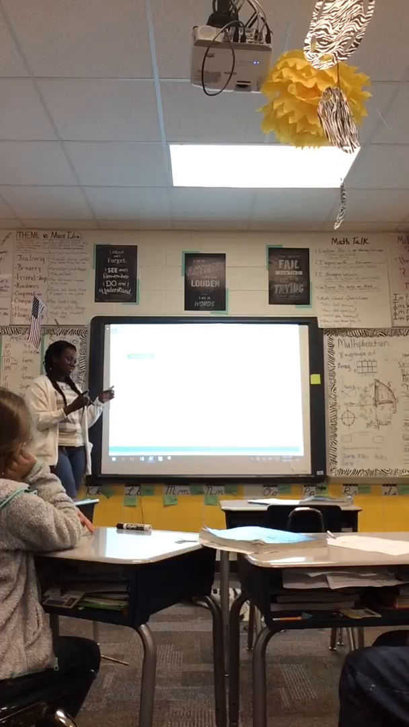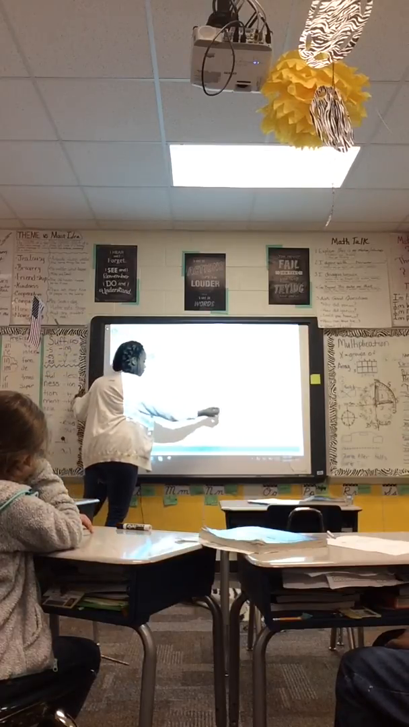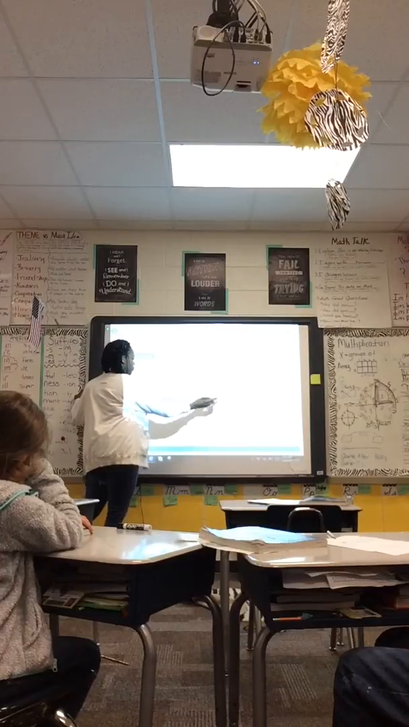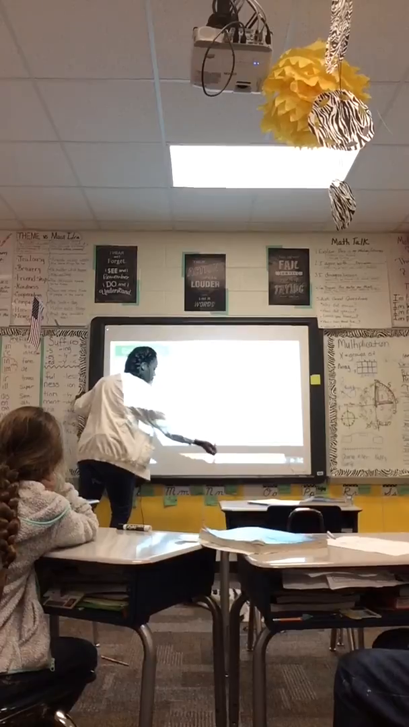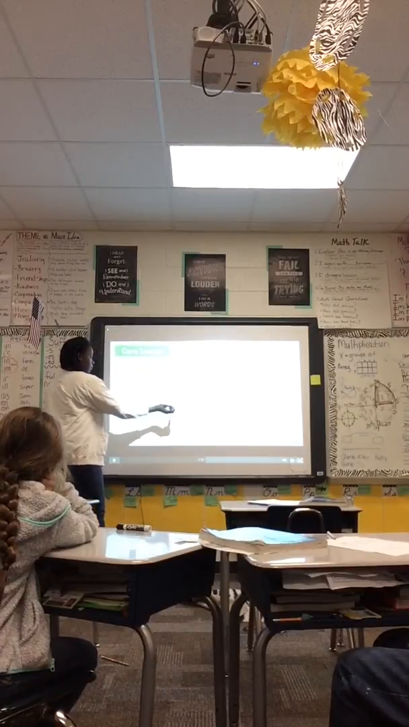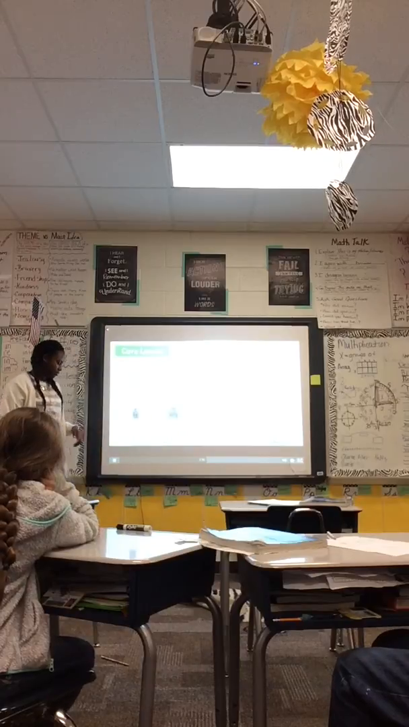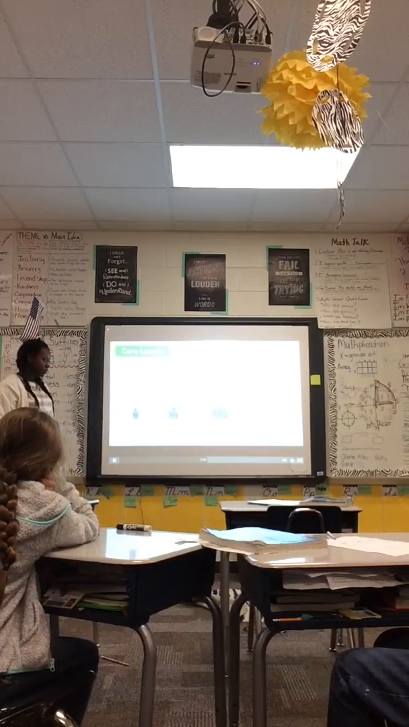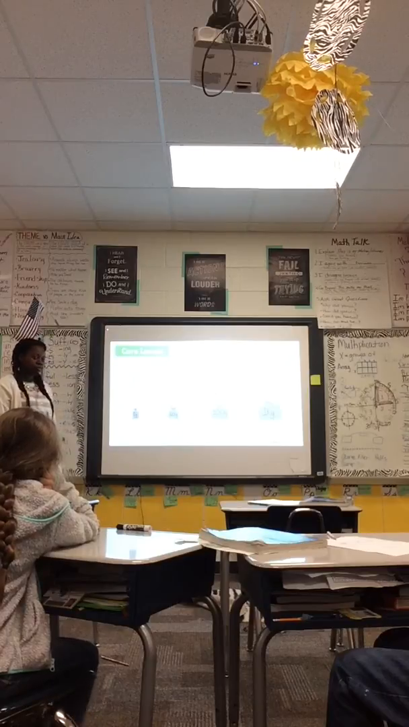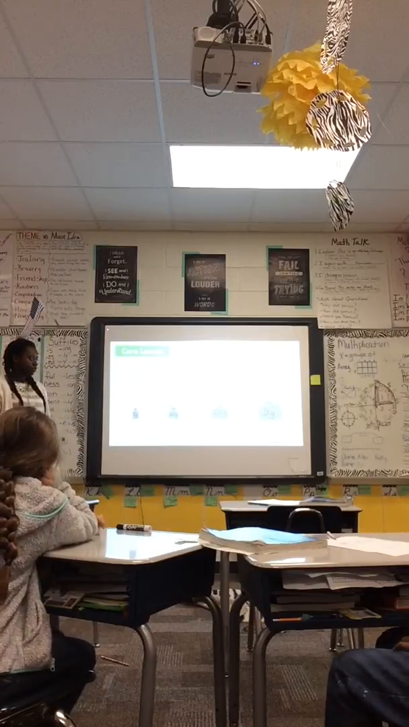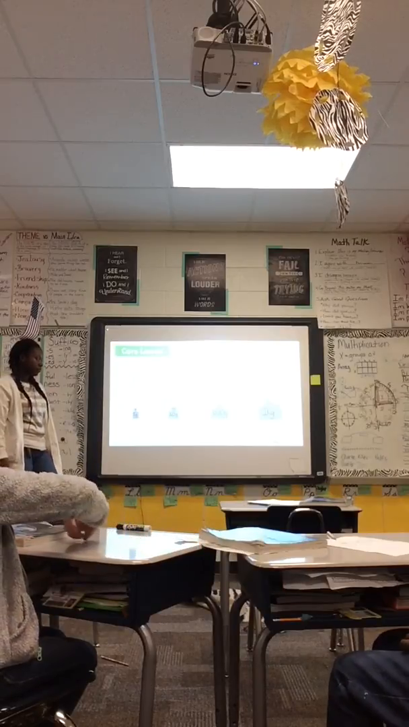Look, we're talking about grams and kilograms right now. We have 1 gram, 10 grams, 100 grams, and 1 kilogram. Now we use abbreviations. We use g to represent grams, and we use kg to represent kilograms.